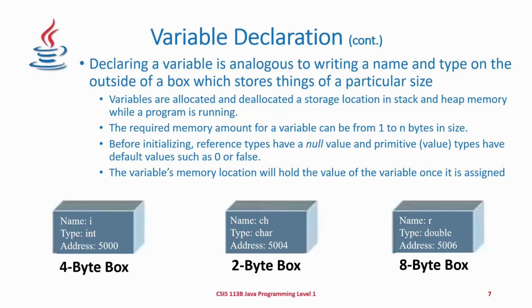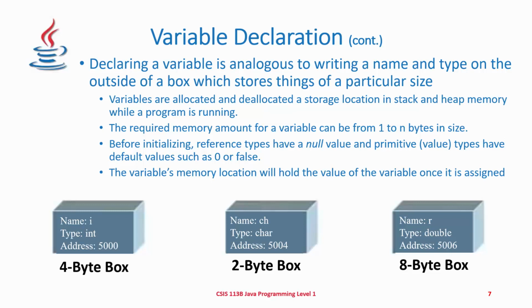We saw that in the table that we were looking at previously. And your primitive types, the value types, will have default values, again as we saw in the table, 0 or false. If you remember, the numbers were all 0 and the Boolean was false. The variable's memory location will hold the value of the variable once it is assigned. So we declare it, we're putting a name and a type on the box, and then when you assign a value to it, that value gets stored inside of the box, essentially. Again, that's an analogy, right? It just represents space in memory.